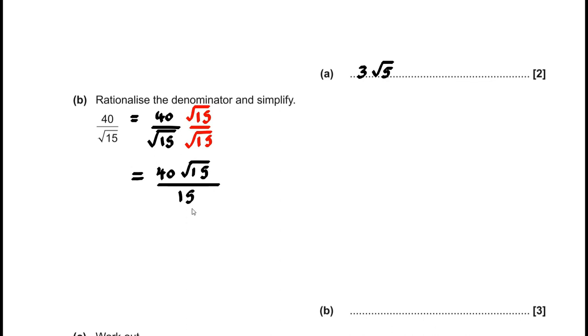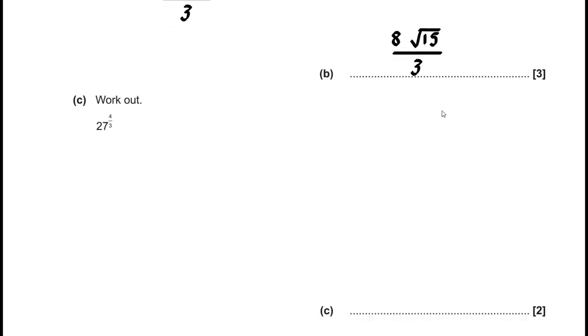Now, I can simplify this even further. 40 over 15 is the same as 8 over 3. So I've got 8 times root 15 over 3. We can't simplify this any further. So we have 8 root 15 over 3.